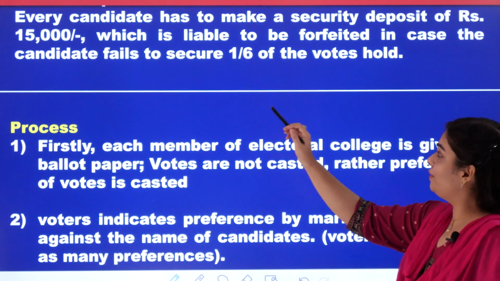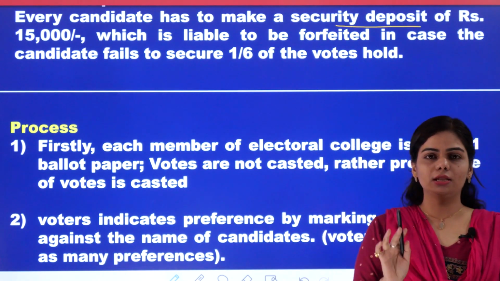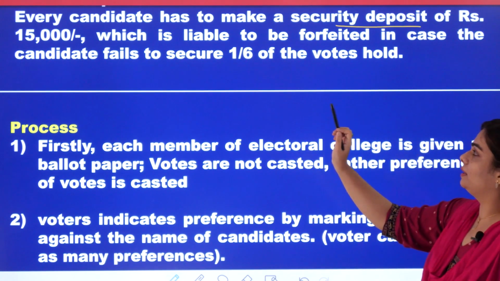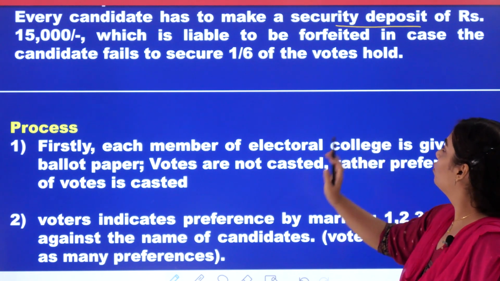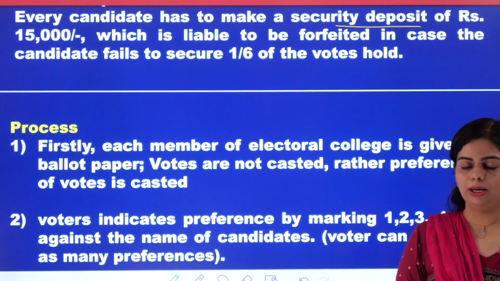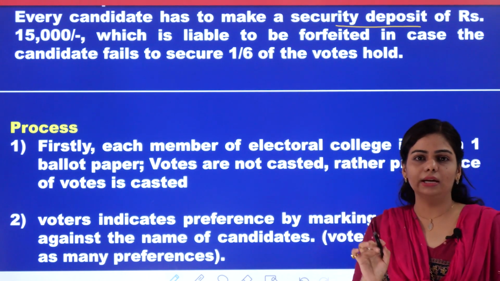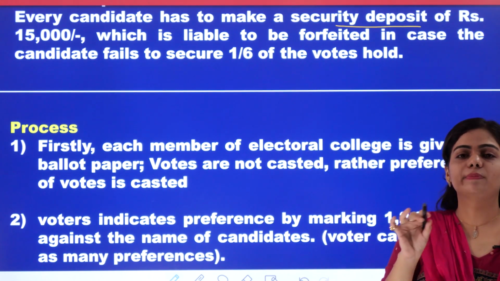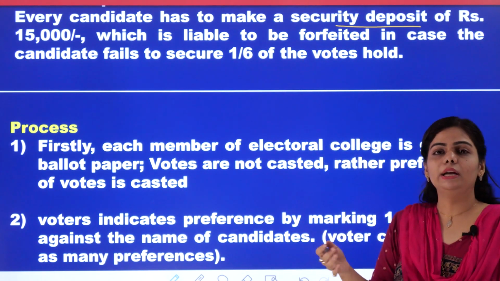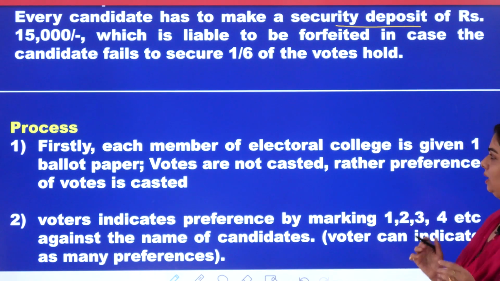The next point is, every candidate has to make a security deposit of rupees 15,000, which is liable to be forfeited in case the candidate fails to secure 1/6 of the votes held. So for a person to contest a presidential election, the person has to deposit a security deposit amount of 15,000 in the Reserve Bank of India. In case that person fails to secure at least 1/6 of the total valid votes, that money is forfeited. So this is yet another point related to the presidential election.